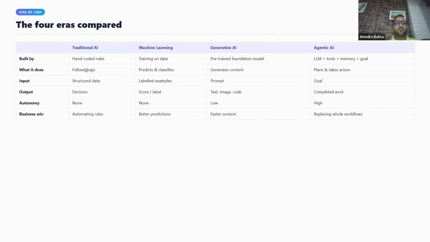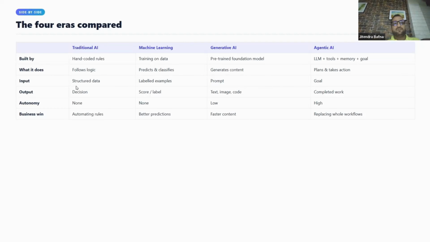What it does: traditional AI follows if-else logic basically. Machine learning can predict and classify, whereas generative AI can generate content. Agentic AI can take action. It can plan and it can execute the action. So depending on what goal you give to the agent, it will plan and take action. For traditional AI, the input is structured data. For machine learning, it will be labeled data. For generative AI, the input can be text, image, code, or anything.